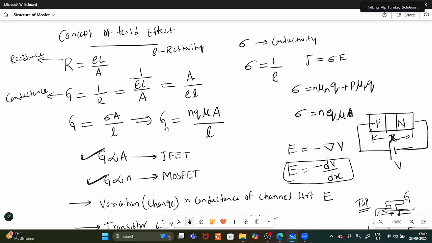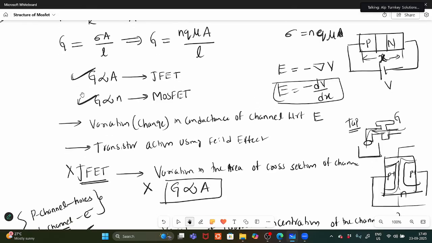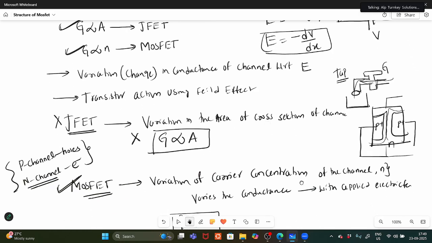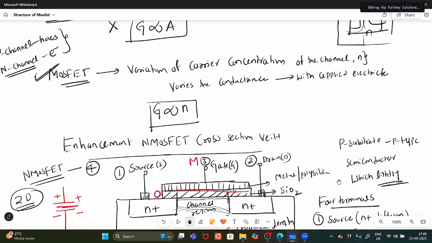So we have seen the relationship between resistance, conductance, resistivity, and conductivity. And we got that conductance is directly proportional to area of cross section, that is related to JFET. Conductance is directly proportional to the concentration of charge carriers, that is there in the MOSFET. JFET we are not preferring in our VLSI, we are preferring MOSFET only. That too we are preferring enhancement MOSFET. Depletion MOSFET also we are not using.